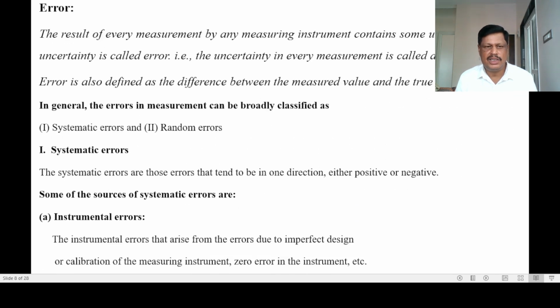Next, what is an error? The result of every measurement by any measuring instrument contains some uncertainty. This uncertainty in measurement is called an error. Error is also defined as the difference between the measured value and the true value.